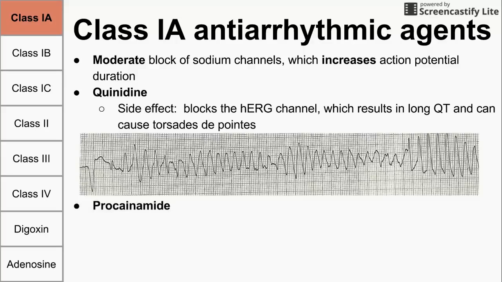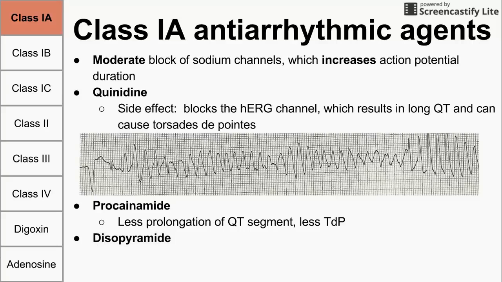Another class 1A antiarrhythmic agent is procainamide, which is a little better than quinidine because it does less prolongation of the QT segment. And one last example of a 1A drug is disopyramide, which decreases the force of contraction in the heart.